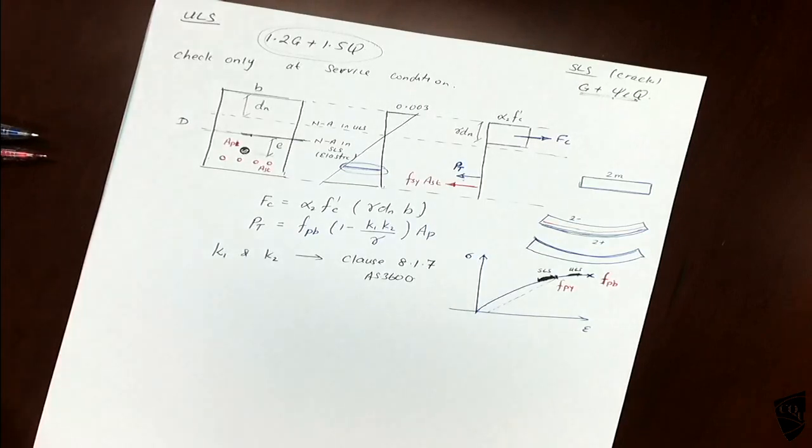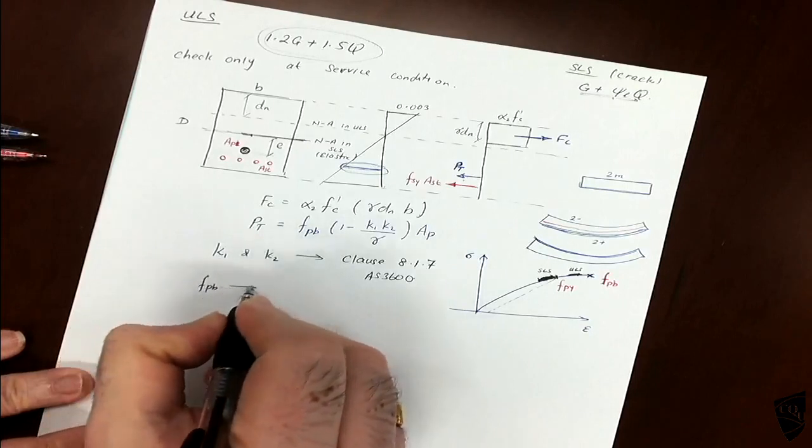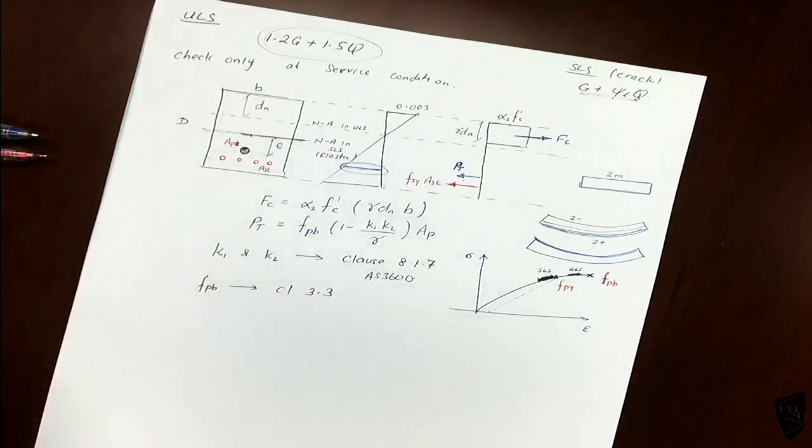And how to calculate the FPB? That is given in clause 3.3. Okay, so for FPB, go to clause 3.3. Okay, there's a table.